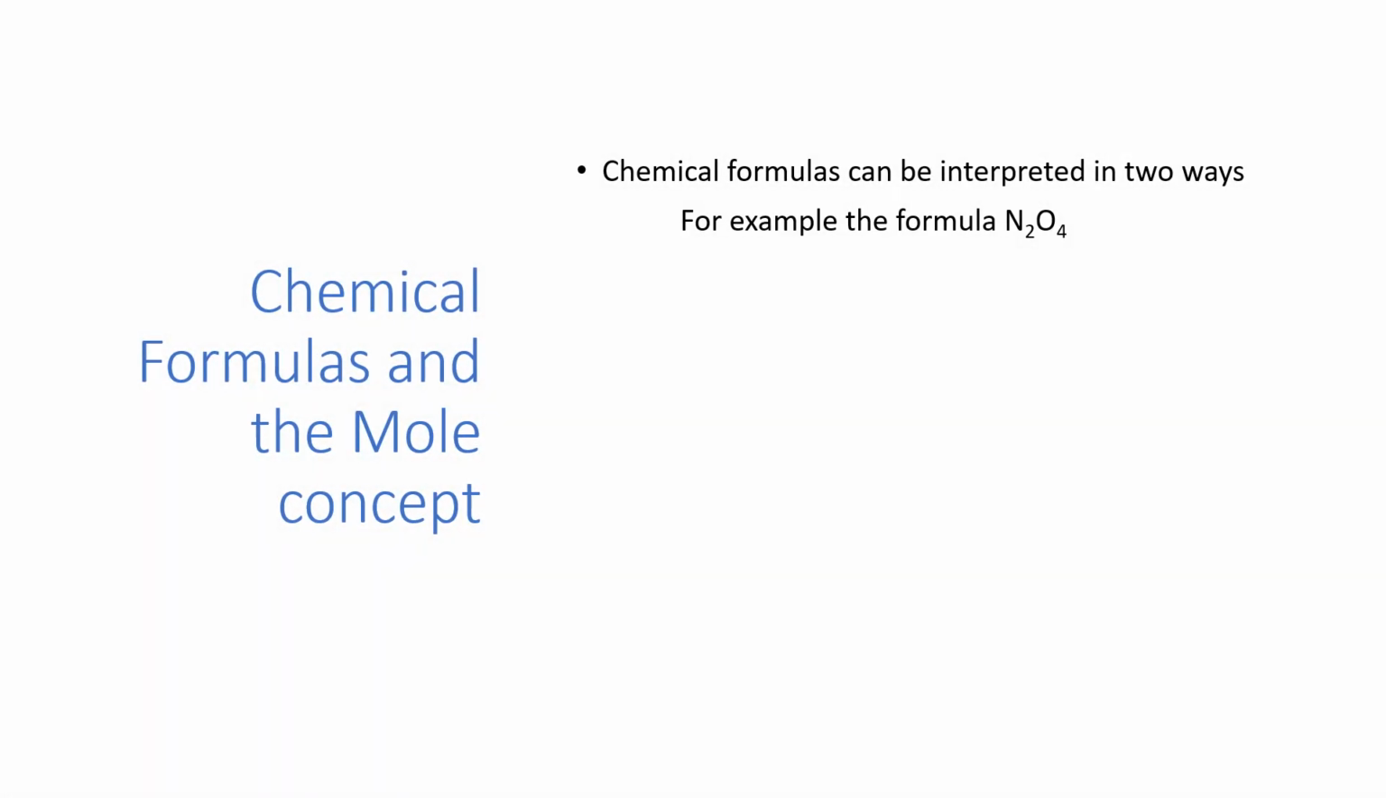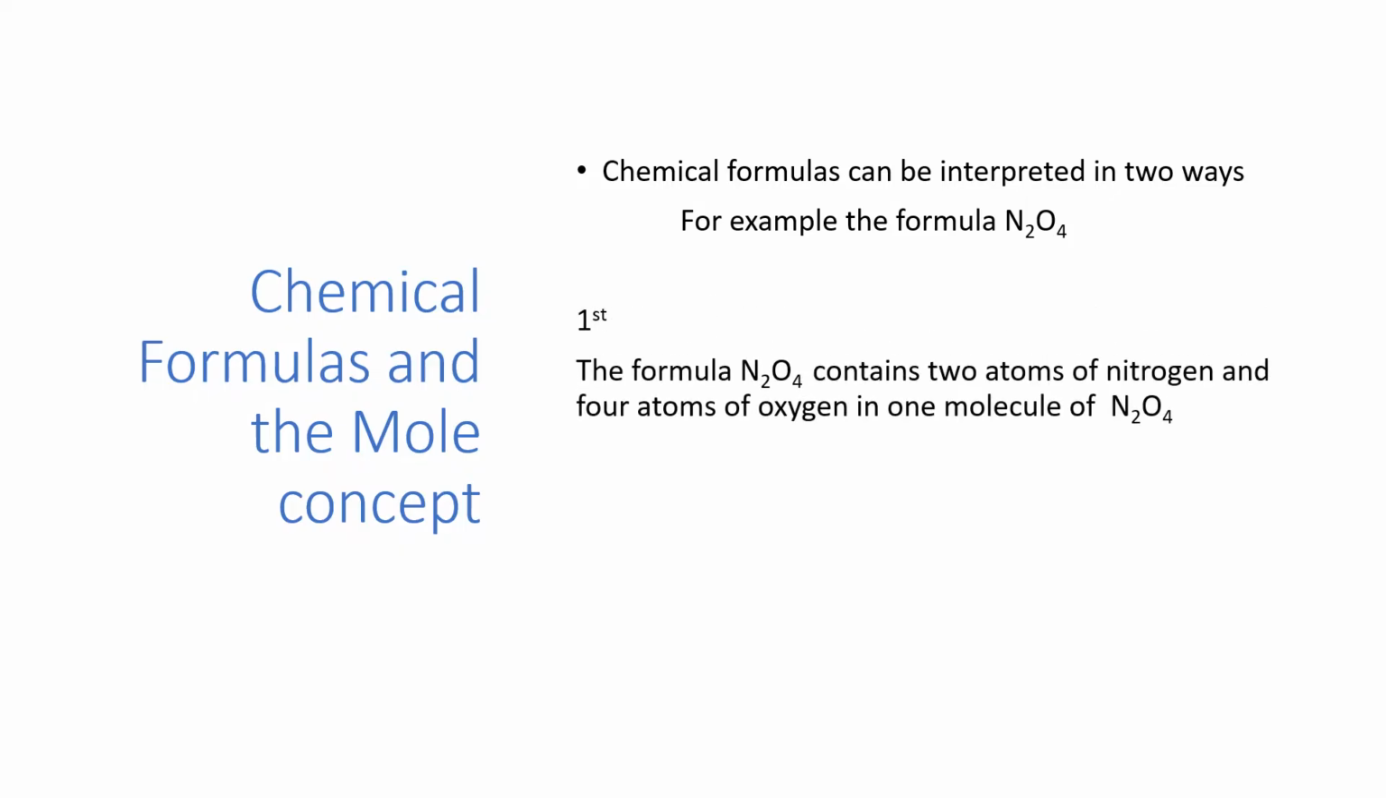Okay, so part 2 of our stoichiometry lecture. Let's talk about chemical formulas and the mole concept. Chemical formulas can be interpreted in two ways. For example, N2O4. First way of interpretation, the formula N2O4 contains two atoms of nitrogen and four atoms of oxygen in one molecule of N2O4.